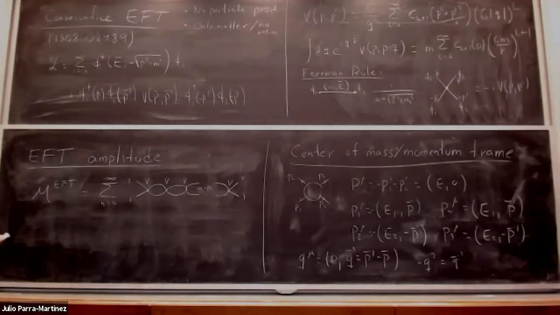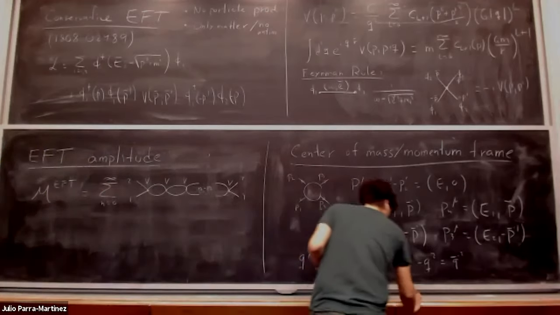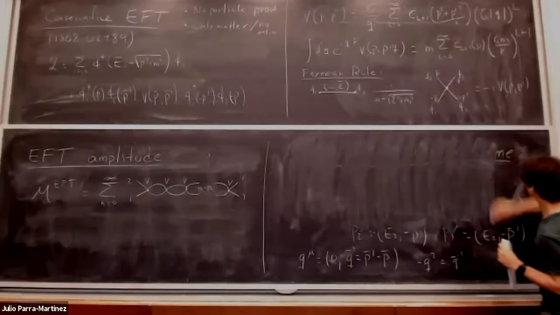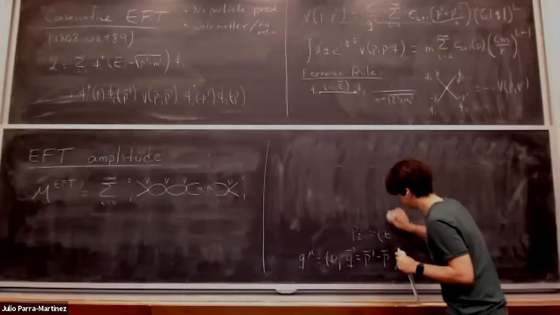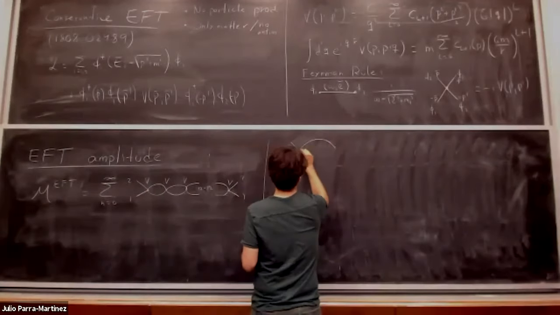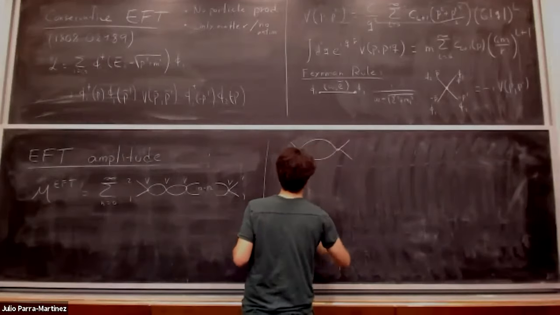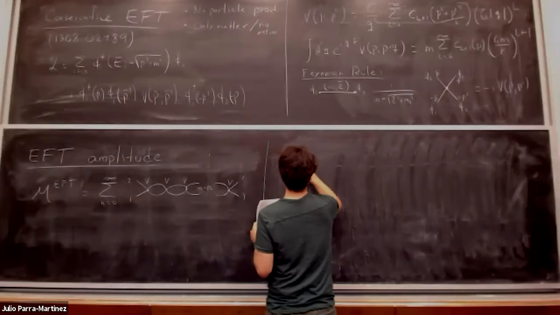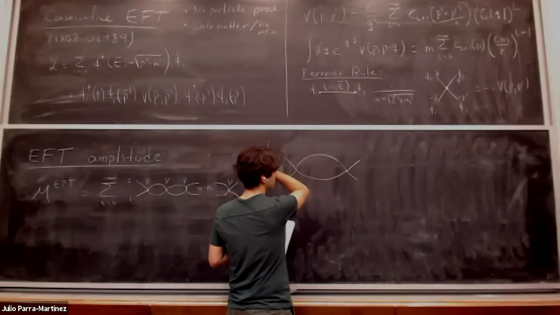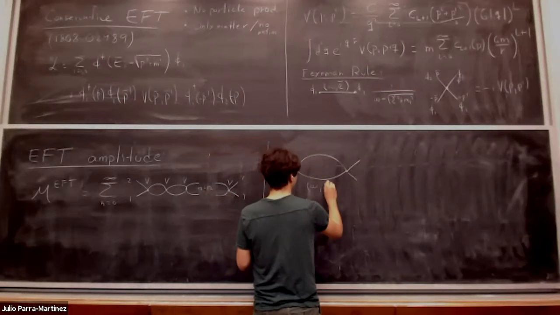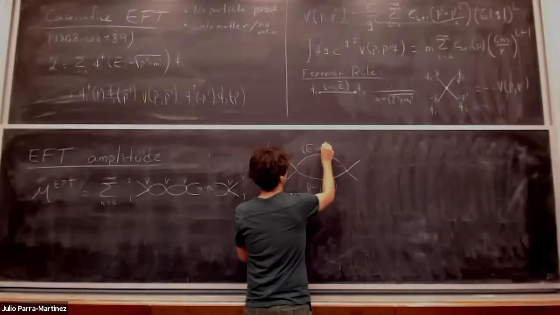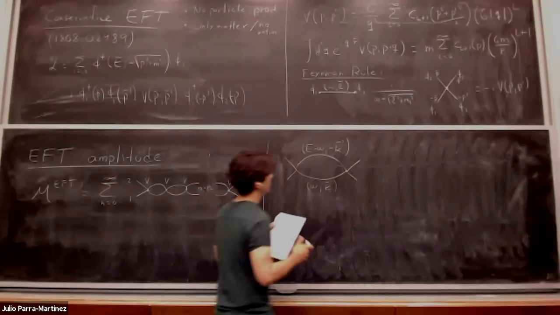So this looks a bit funny, so let's try to put it in a more familiar form that many of you will recognize. Okay, so let's focus just on one of these loops. What do the momenta of these legs look like? This one is going to have just some energy and some momentum. And then here we're going to have the total energy that is incoming, minus the energy, and then the opposite momentum, because we're always in the center of mass, right?